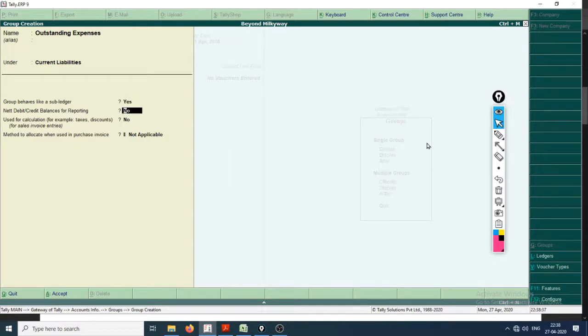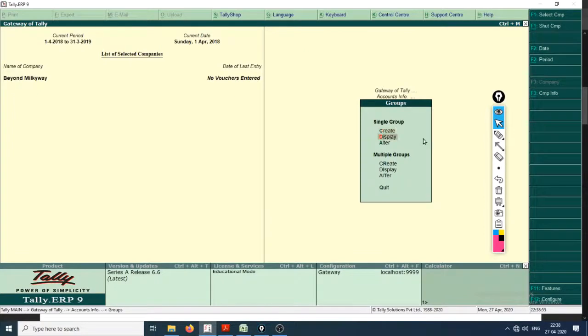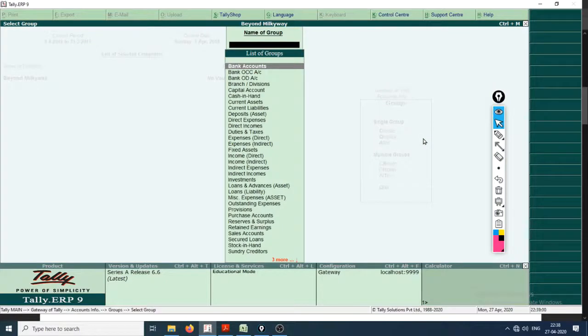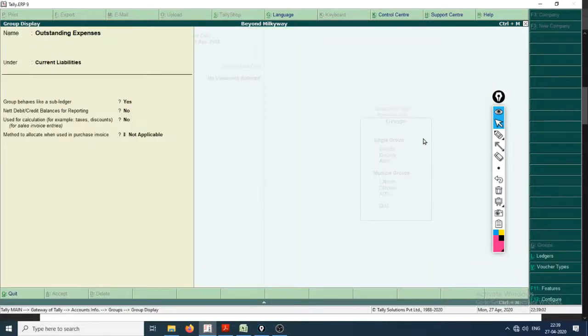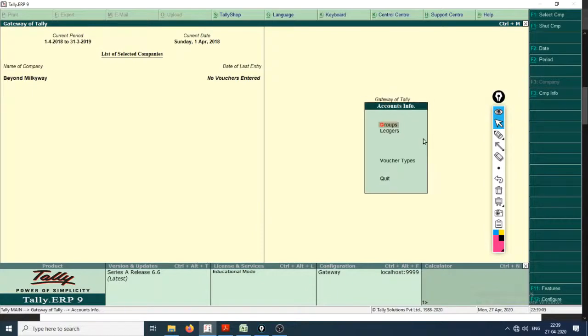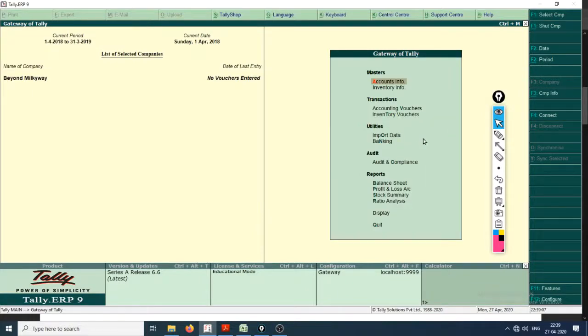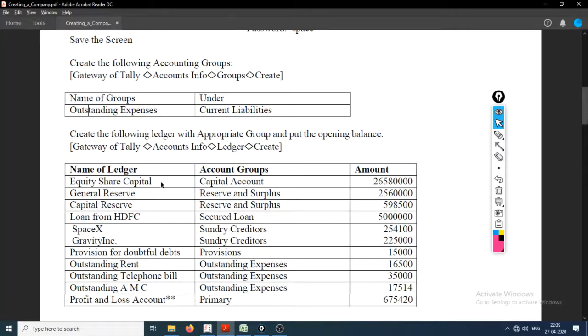Group behaves like a subledger. Yes. Net debit credit balance for reporting. No. Used for calculation. No. Okay. Method to allocate used in purchase invoice. Not applicable. Yes. Okay. So the group is now created. You can choose to see it by going on display column, and right here you can see outstanding expenses. Okay, hence this is a new group. Let us exit by escape and come to the gateway of Tally.